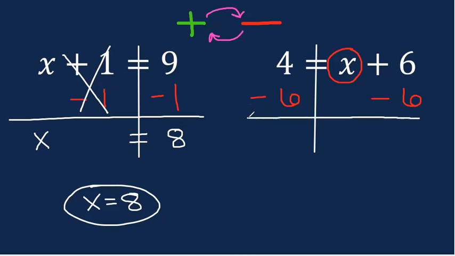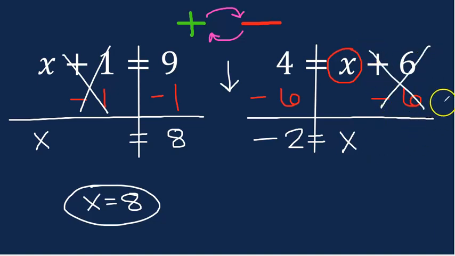Okay, so now that we have done the inverse of plus 6, we're going to still treat this like a vertical equation, going left to right. 4 minus 6 is negative 2. Equals x plus nothing is x, and 6 minus 6 cancels each other out and is 0.